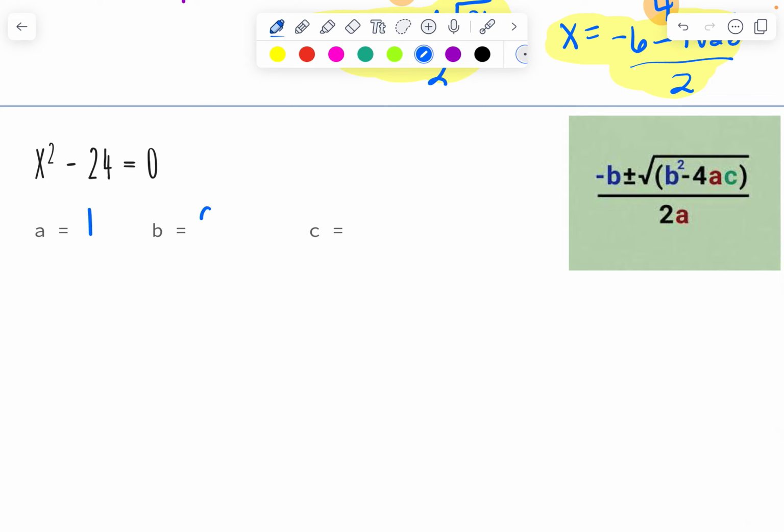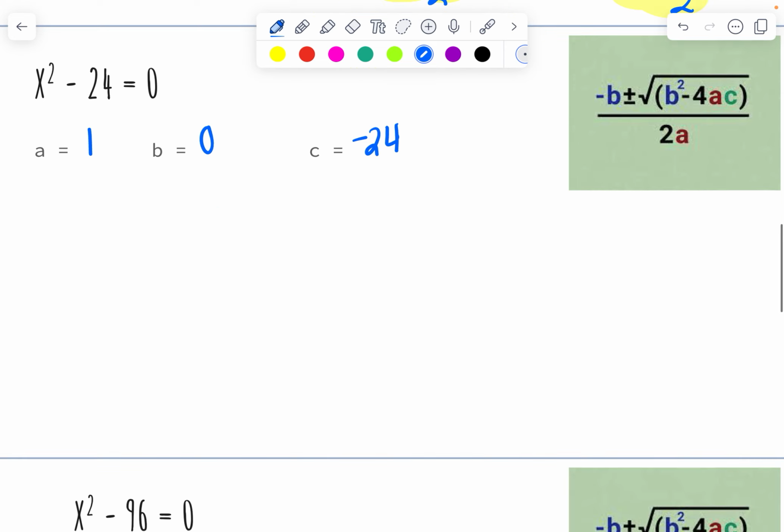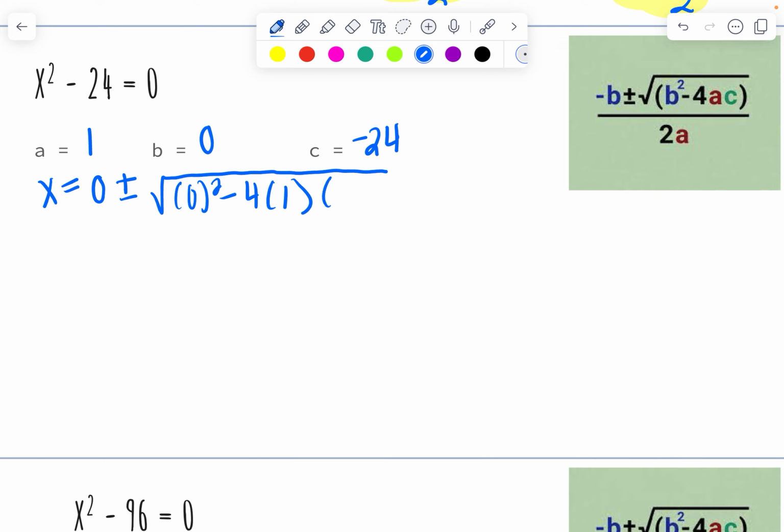A is 1. B is 0 in this case because I have no x term, and C is negative 24. So x equals the opposite of B. There's no real opposite of 0. I'm just going to put 0 plus and minus the square root of 0 squared, take away 4 times 1 times negative 24, all over 2 times 1.